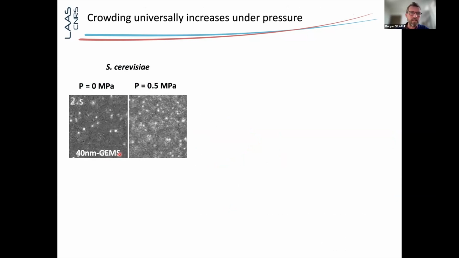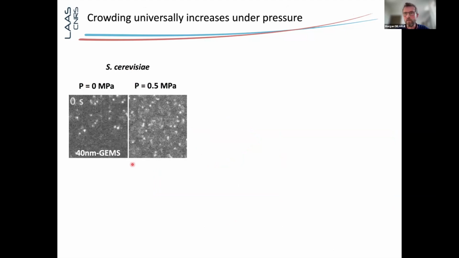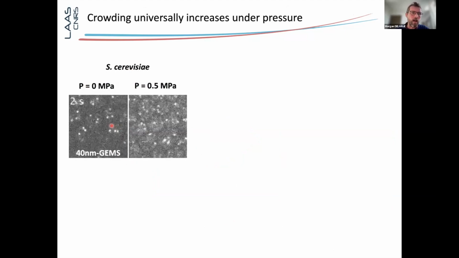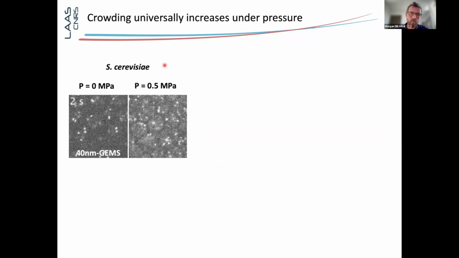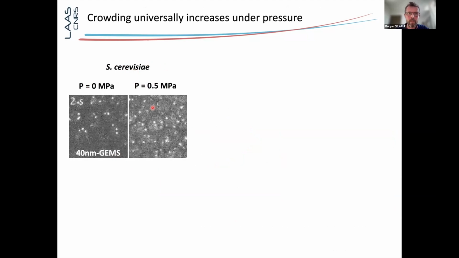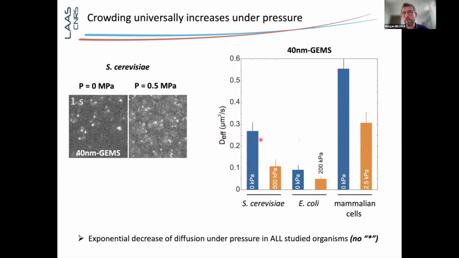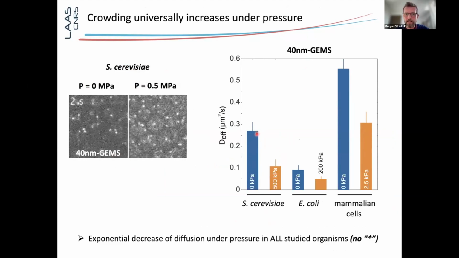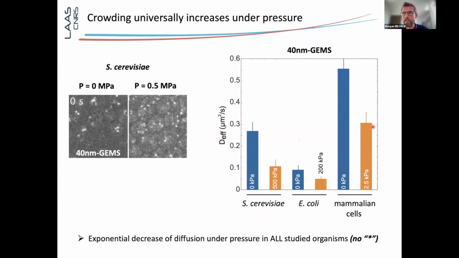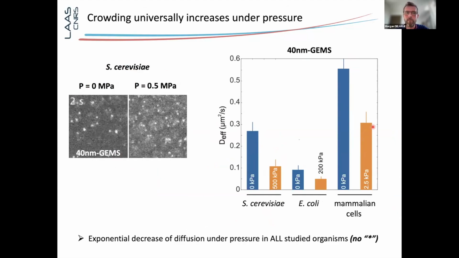And what we see for Saccharomyces cerevisiae, when you look at the movies, I don't know how laggy it is for you, but what you could see, if it's not laggy, is that the nanoparticles diffuse much, much slower when the cells are under pressure. We can measure the diffusion coefficient, again, for all of the organisms. And what we see is that as pressure rises, there's a massive decrease in the diffusion, meaning that the cytoplasm, the inside of the cell, is becoming more and more viscous.